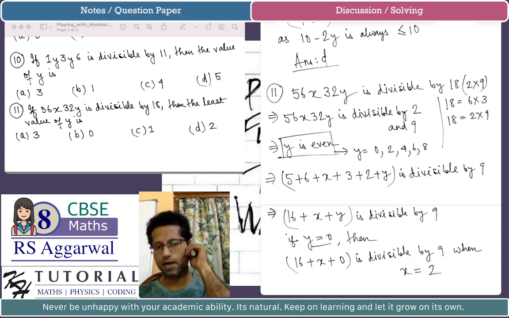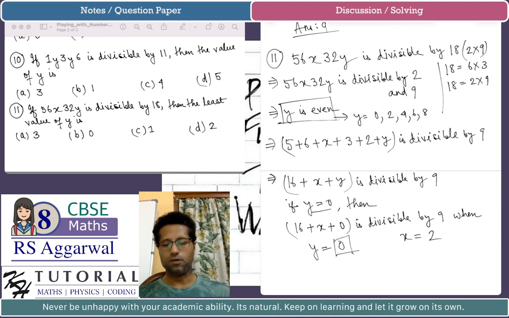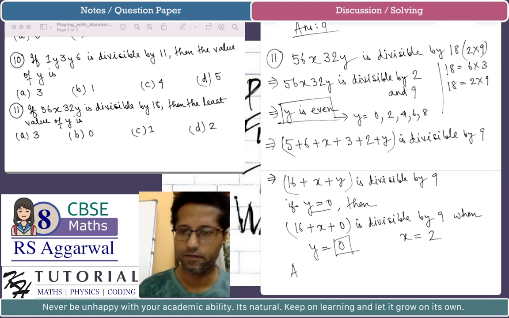Now we are asked to find the least value of y, where y is a digit. So the least value of a digit is 0. So obviously the answer is y equals 0, the least value of y that will make the given number divisible by 18, and in that case x has to be 2. Nothing is said about x, which means x can be any required digit, but the question asks for the minimum value of the digit y that will make the given number divisible by 18.